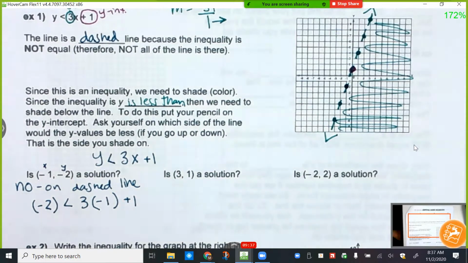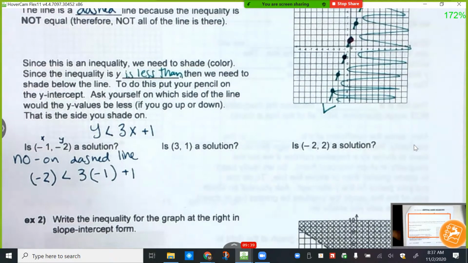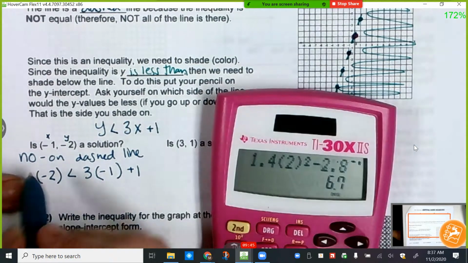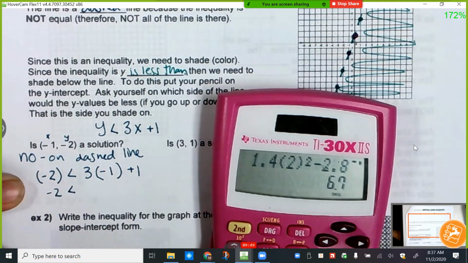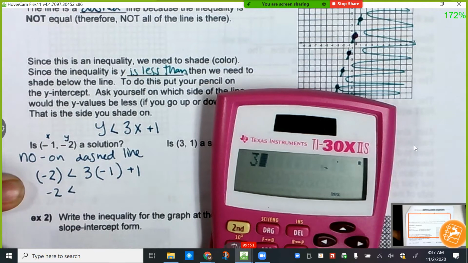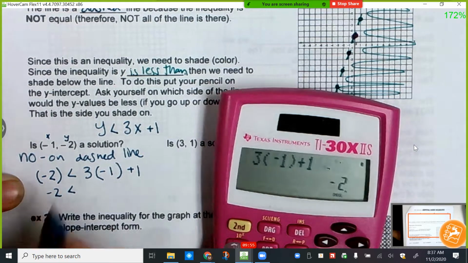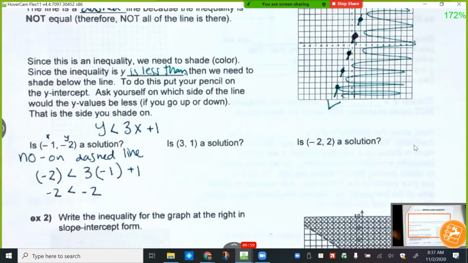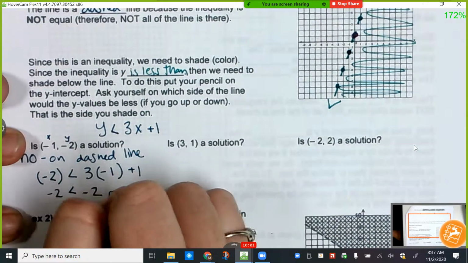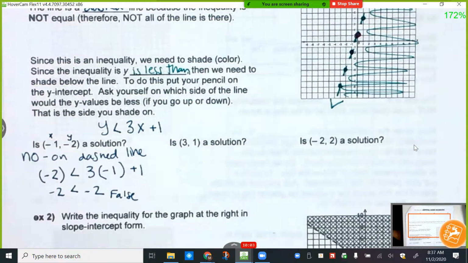So knowing that, y'all, don't make this harder than you have to. Where's my pink calculator? Type that right side in, because this is just negative 2, right? Negative 2 is less, so if we type this in, we get 3 parentheses negative 1 parentheses plus 1, and it gives me negative 2. Is negative 2 less than negative 2? No. So this is false. Therefore, it's not a solution. So we just proved it. Okay?